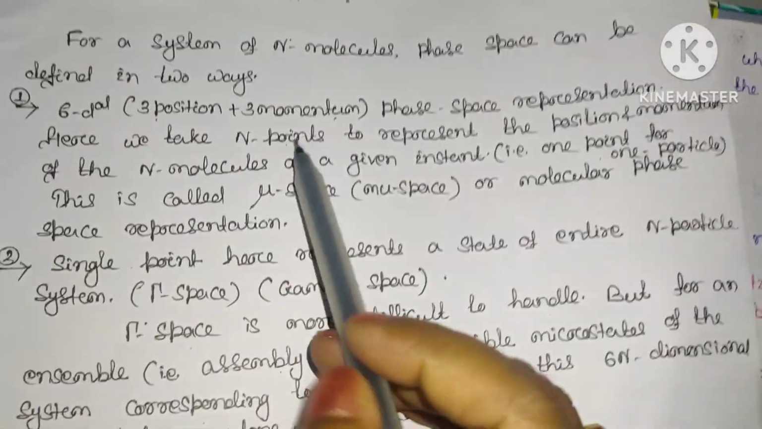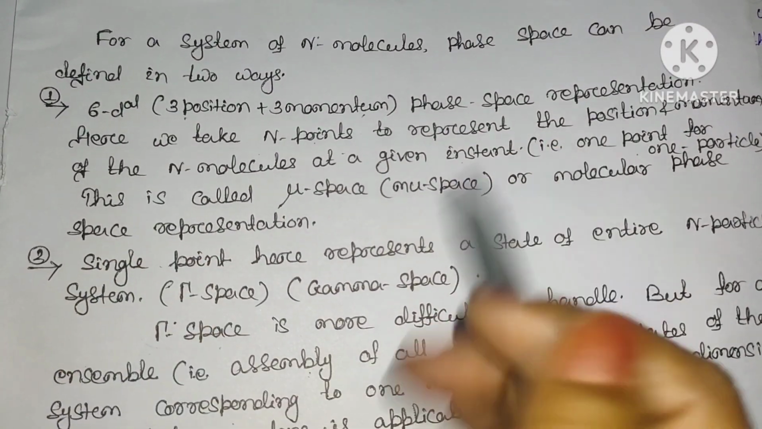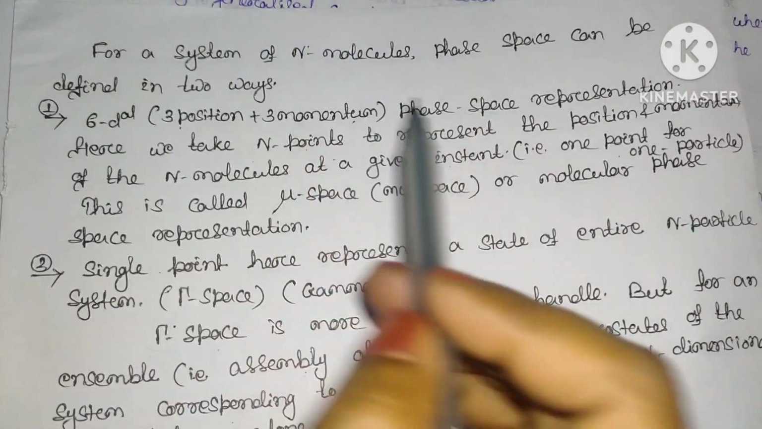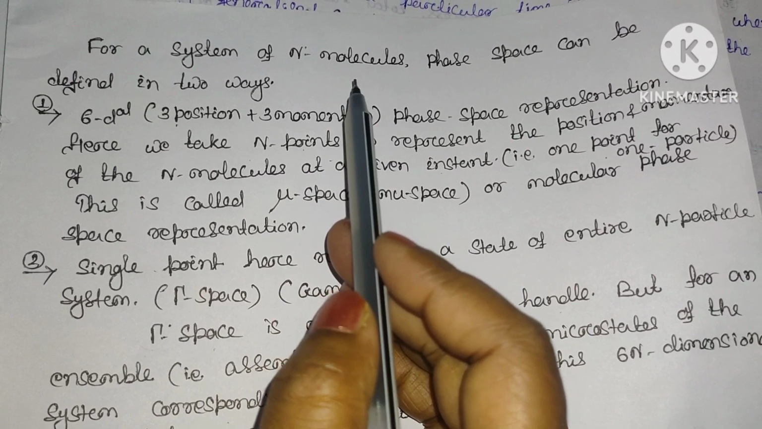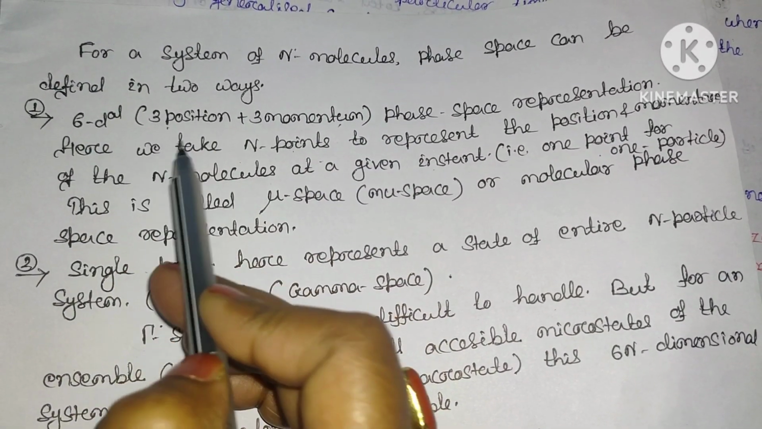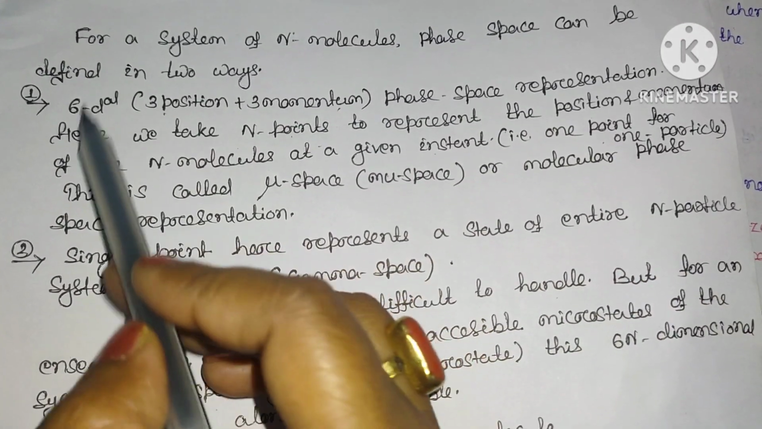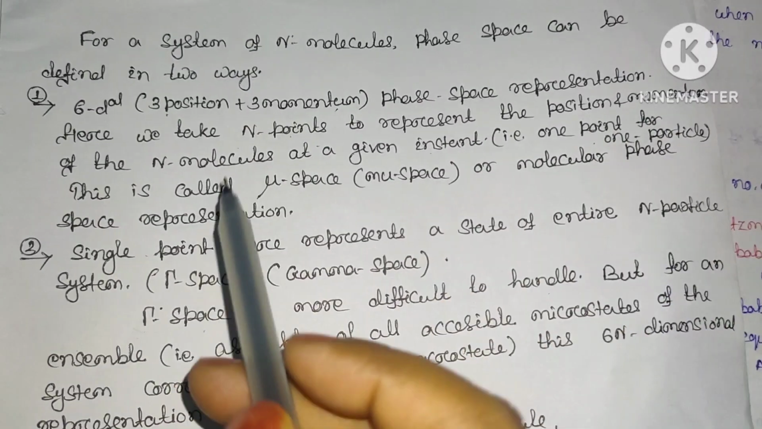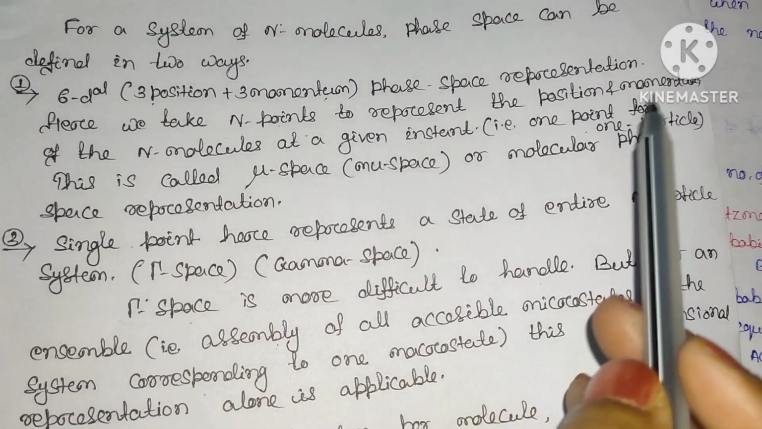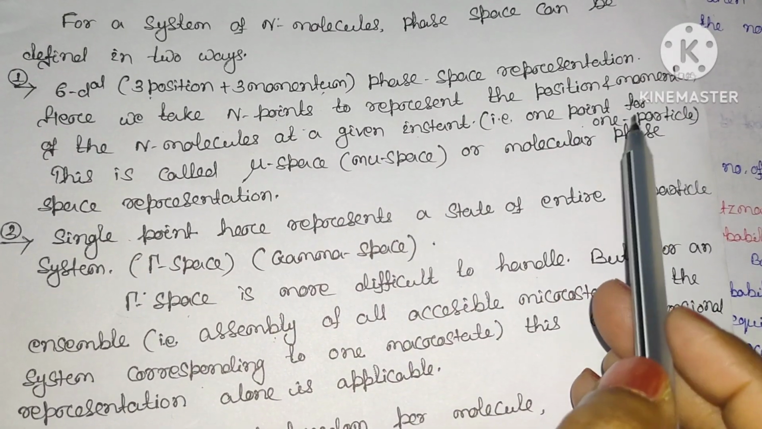So for a system consisting of n molecules, the phase space can be defined in 2 ways. One is your mu space and another is your gamma space. In mu space, the phase space is 6-dimensional: 3 for your position space and 3 for your momentum space. In this 6-dimensional representation, we take n points to represent the position and momentum of the n molecules at a given instant, that is 1 point for one particle.